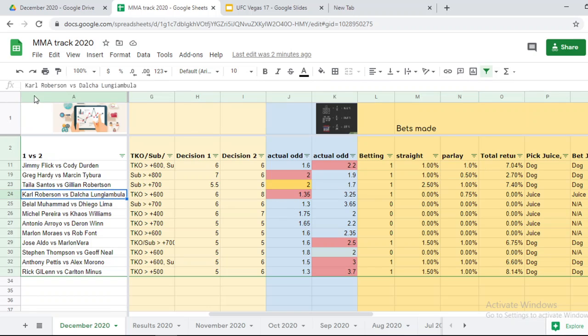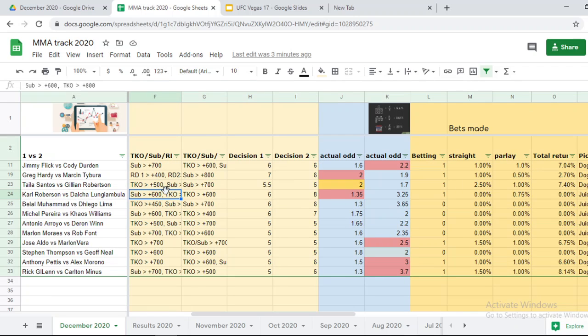Another guy that I'll be parlaying is Carl Robertson. He's fighting Dalcha Lungiambula, so I'm quite confident on Robertson. The lines also have him as a strong favorite. Still, I'll be parlaying less than 1% of my money because I don't see that much value. This guy here, I see him with some chances of winning. I'm not going to be breaking this down, but that's what it means. That's why I don't put too much money in here, because there's not too much return. I'm quite confident, but there's not too much return, so I'll be just putting some money there.